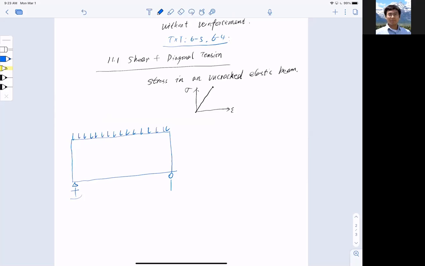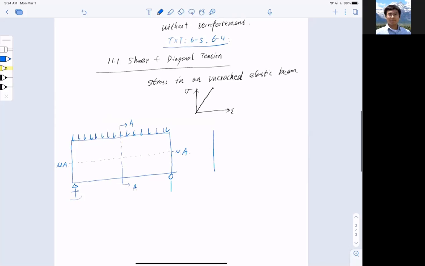Since the beam is elastic and uncracked, there's no crack in the beam, so we can conclude that there's going to be a neutral line sitting in the middle of the beam, just like that. And then we can draw out the stress distribution for this from mechanics of materials. Naturally, we're talking about the middle section right here. So let me call it section AA. So on section AA, what does the stress look like?